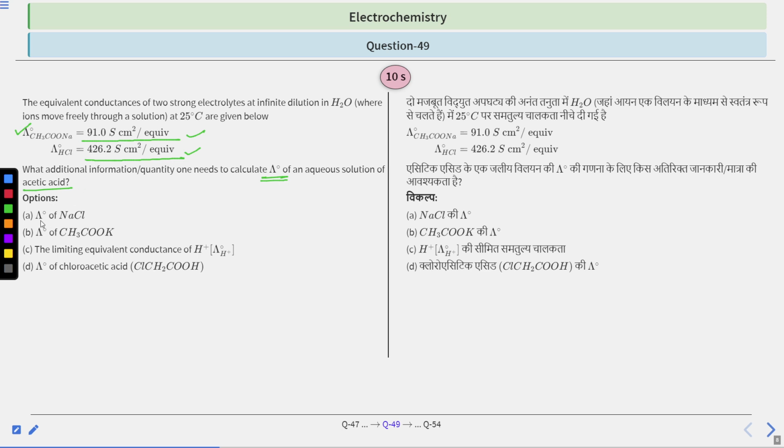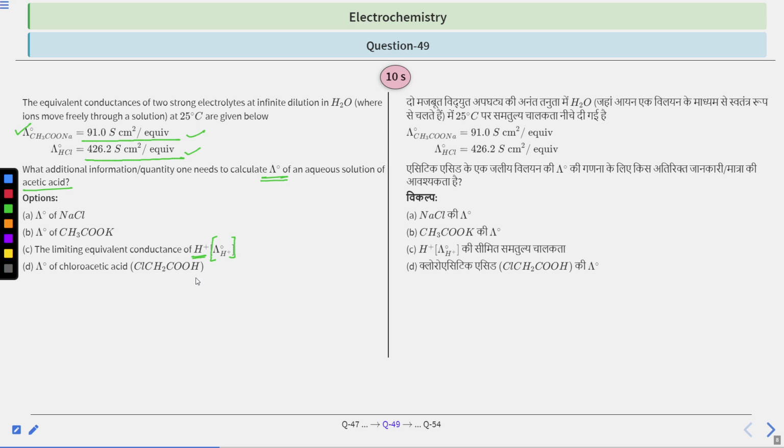Options are lambda naught of NaCl, lambda naught of CH3COOK, the limiting equivalent conductance of H positive, that is lambda naught of H positive, or lambda naught of chloroacetic acid, that is ClCH2COOH.